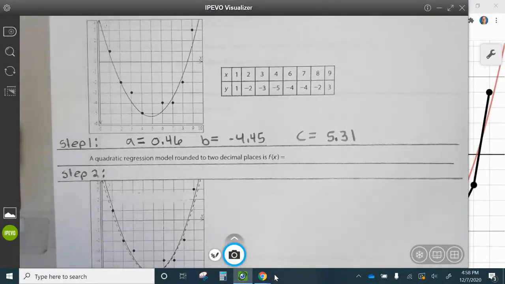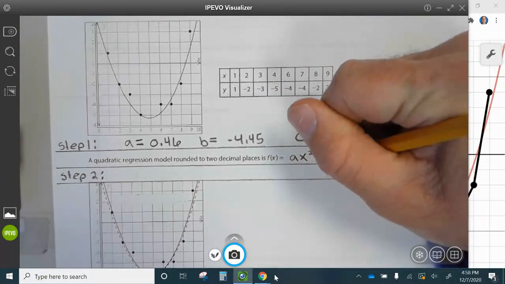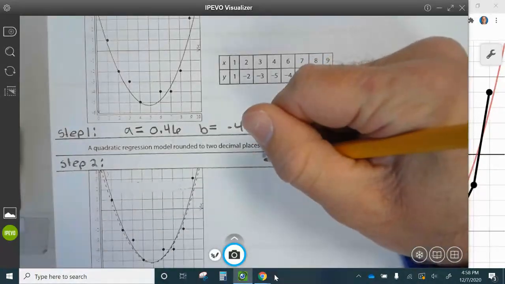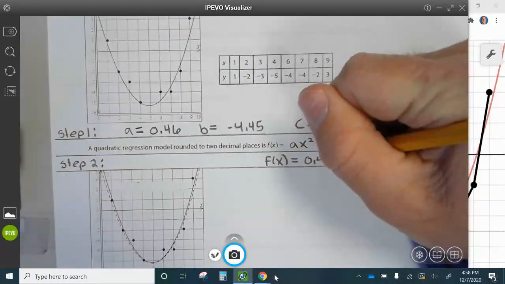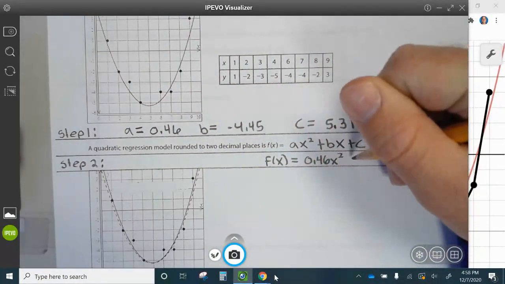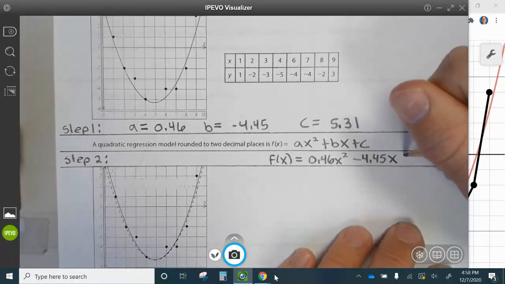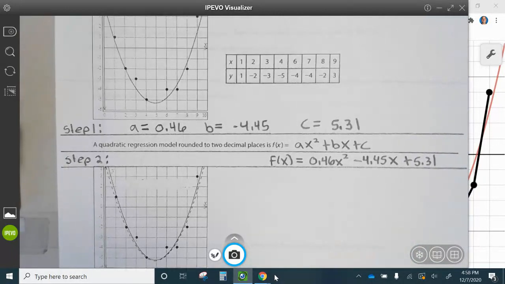So our regression, remember, is y equals ax squared plus bx plus c. So f of x equals 0.46x squared minus 4.45x plus 5.31. Okay?